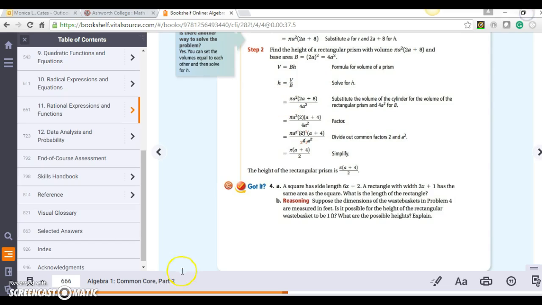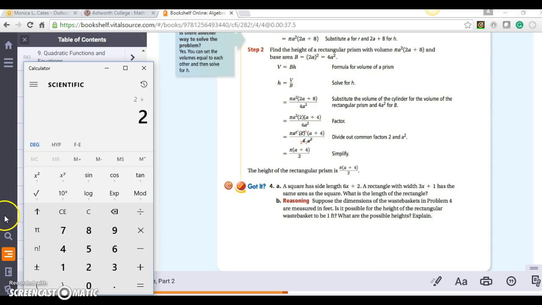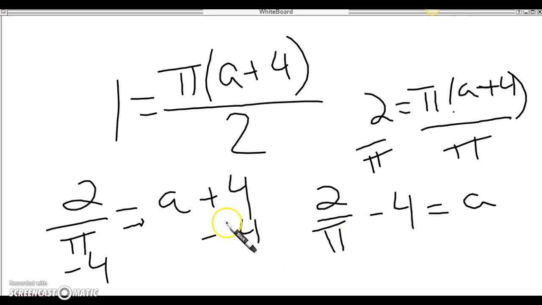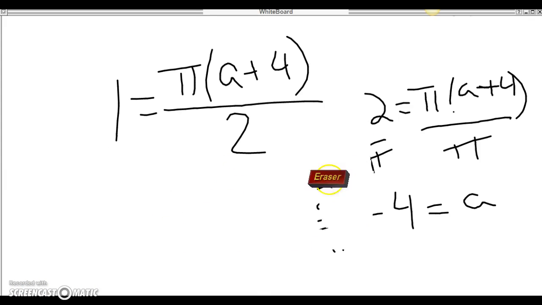If it's negative, we can't have it. So let's do 2 divided by pi minus 4. It's a negative value, so it cannot be 1. Okay, so what are the possible values of the height? Well, the smallest value that we can have for a is 0. It can't be negative. It has to be greater than 0 actually. So not actually 0, but anything greater than 0.